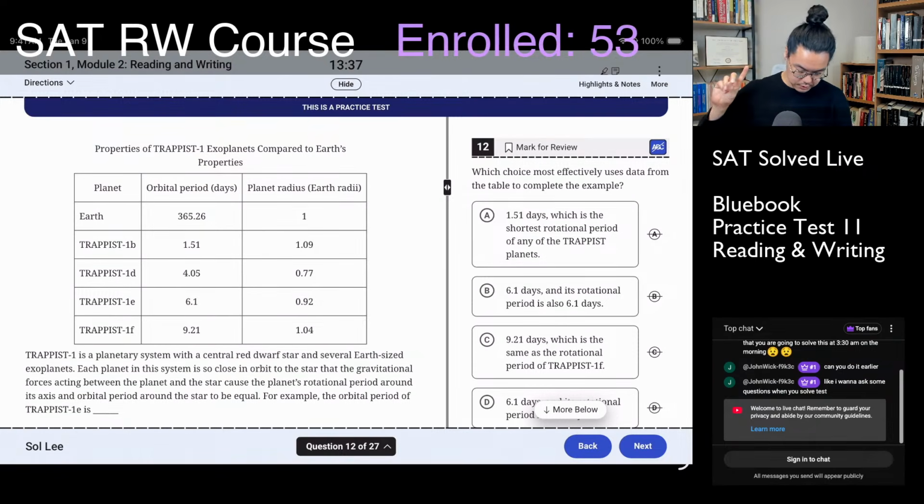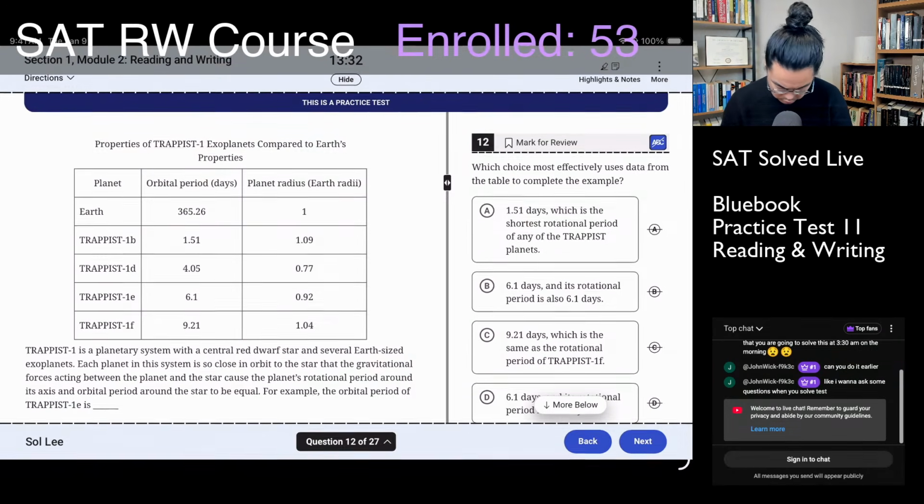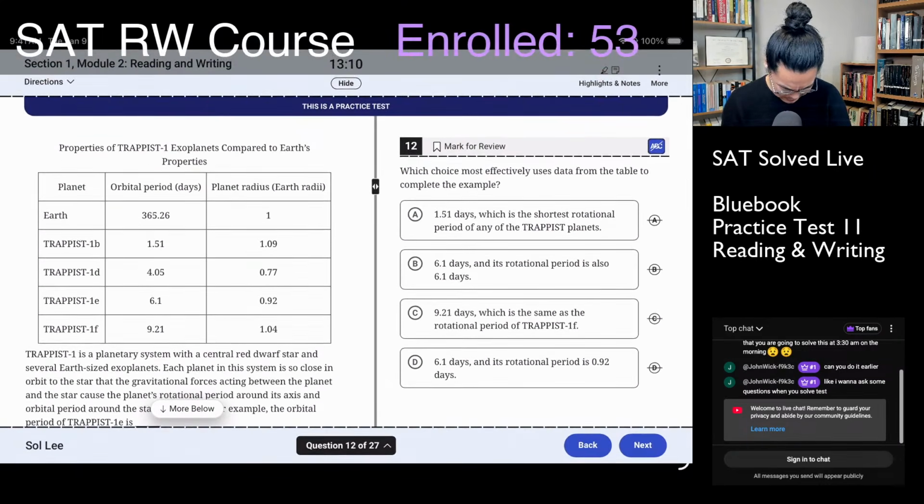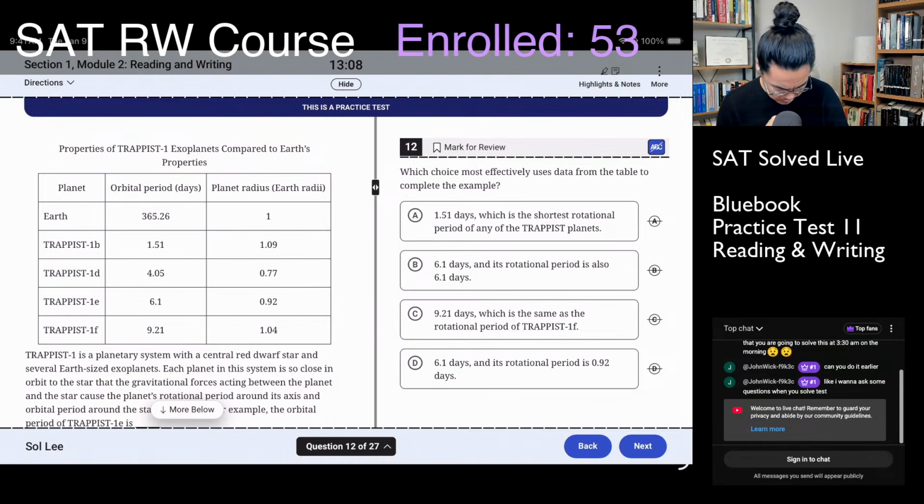Around its axis. What the hell? Wait, we don't have the rotational period around its axis? That doesn't come out at all. And the orbital period around the star? Wait, that information doesn't even come out in the text. Is that an accident? For example, the orbital period of E is 6.1.